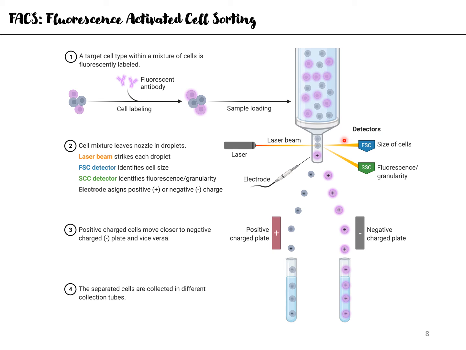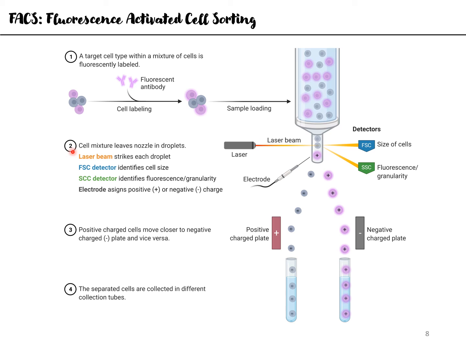And this side scatter detector, which is roughly at 90 degrees to the path of the laser beam, will detect the fluorescence. Okay. Now as it detects the fluorescence, based on the fluorescence detected, this electrode will impart it with a charge. So if it's fluorescing this color, it will impart it with positive charge in this case. And if there is no fluorescence, then it will be imparted a negative charge.